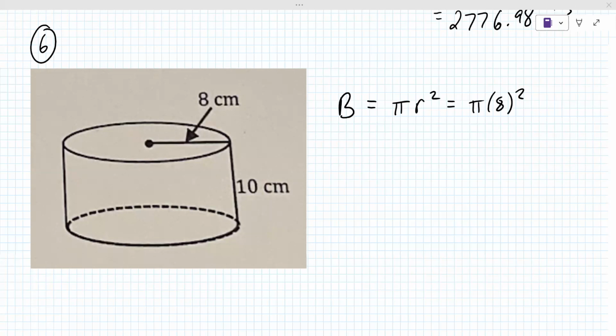Okay, 200.96. So you said about 200.96. What are the units? Centimeters squared. Good. Volume is base times height. What's the height in this problem? 10. I'm going to multiply by 10. Yes.